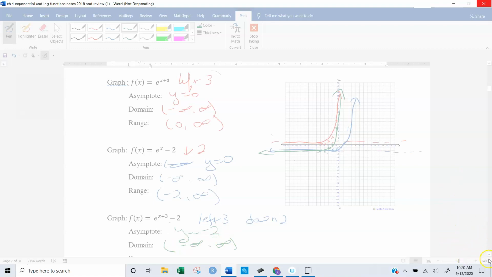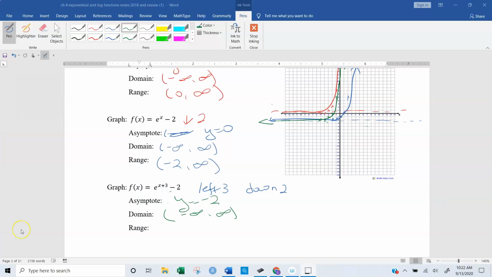Oh, there it goes. Come on. Sorry about that. My computer glitched out, but we should be all right.